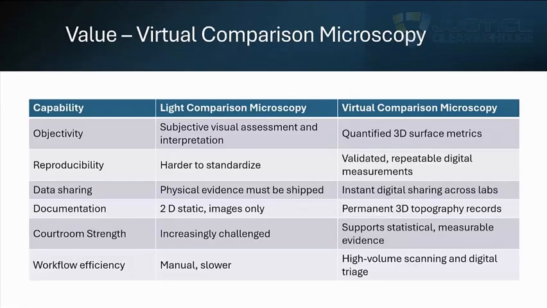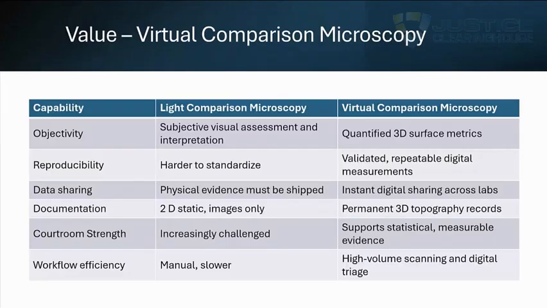The courtroom strength. For light comparison microscopy, we know the challenges that we're facing with respect to Daubert and Frye challenges. We've been successful in so many of them, and at the same time, the courts are looking for some sort of statistical, measurable data that they can look at. And virtual comparison microscopy does provide that. It supports statistical and measurable evidence.